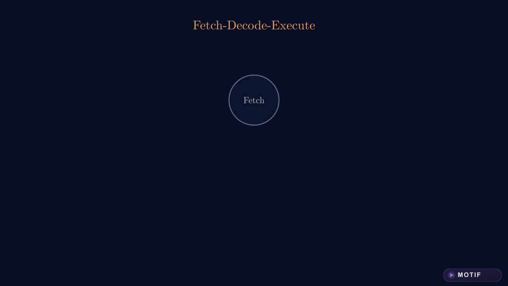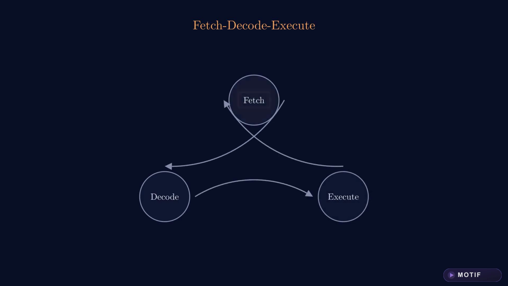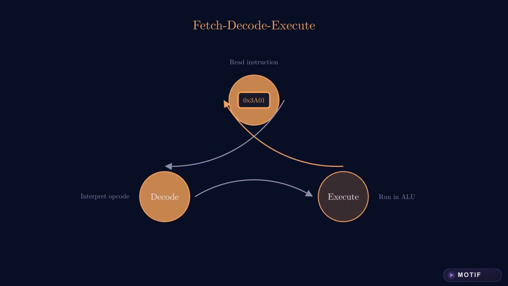Every instruction passes through the same three-phase cycle. Fetch retrieves the next instruction from memory. Decode interprets the binary pattern to determine the operation and its operands. Execute carries out the operation in the ALU. This cycle repeats billions of times per second on a modern processor.